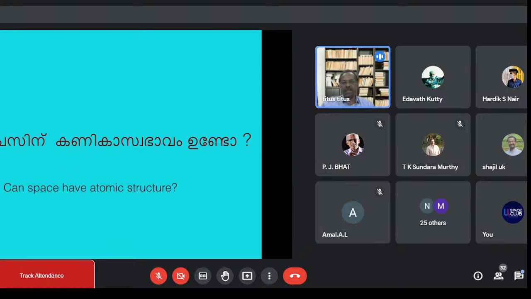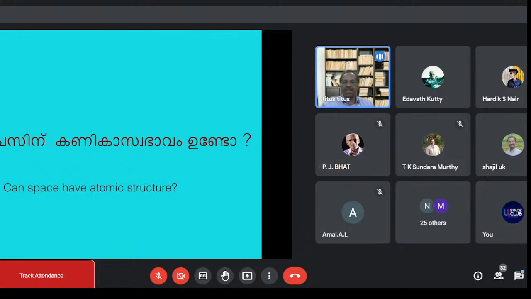This is a very recent question, right? I don't think anybody asked such a question before the 20th or 21st century. What is the context in which this question has been asked? Because we know that if any material has to have an atomic structure, it must carry heat, or it must have the capacity to carry heat.